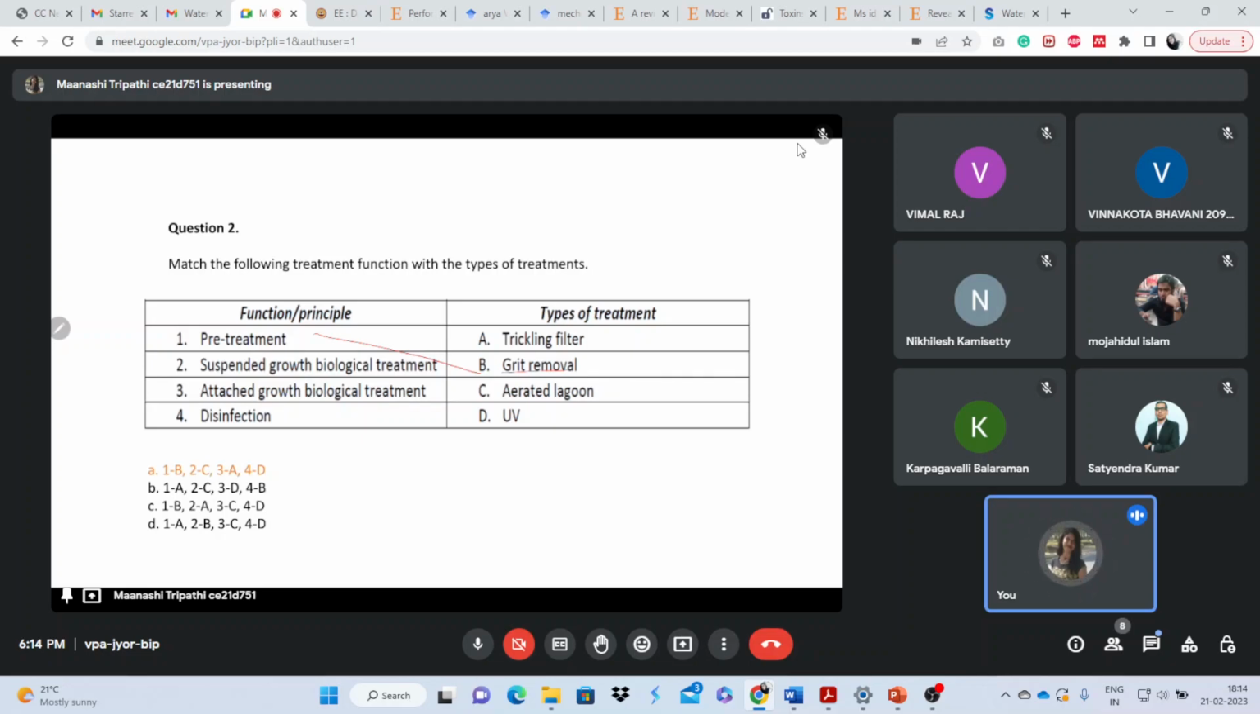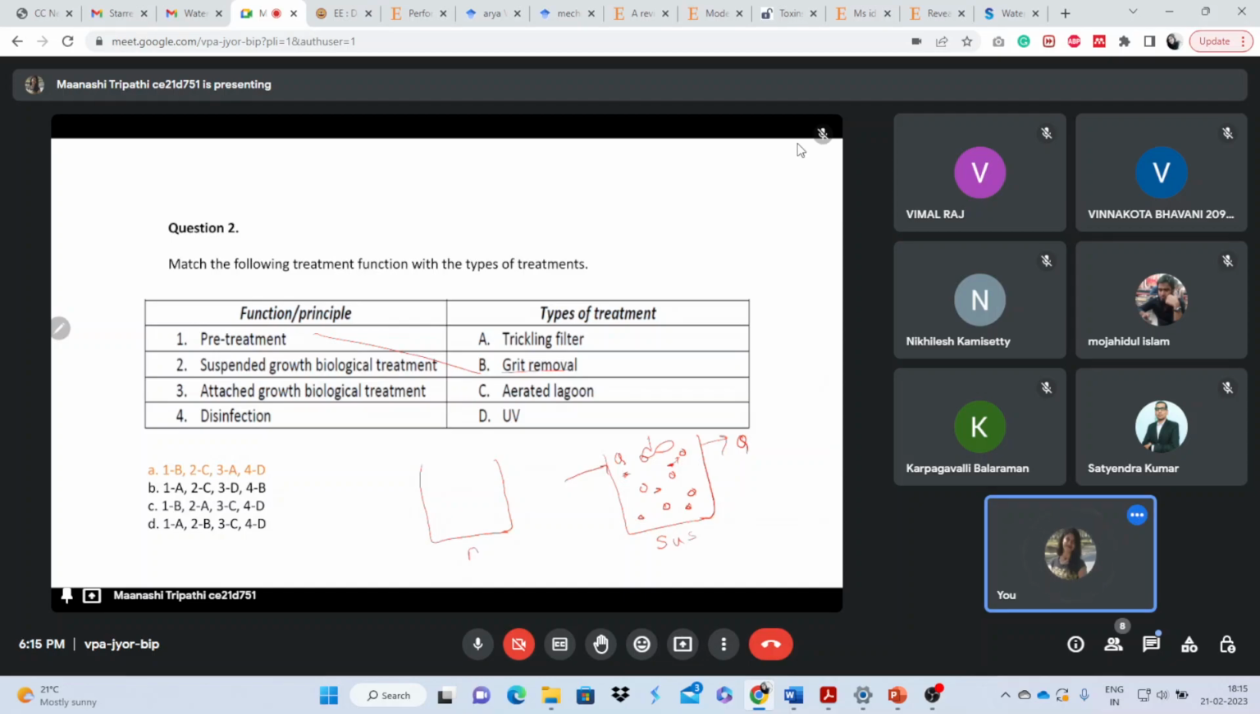Second is suspended growth biological treatment and attached growth biological treatment. So what is suspended? Suspended means in a tank, all the biomass will be present throughout the system. Any organic matter will come, and we will mix this system properly so that all the organic matter comes in contact with the bacteria or the biomass and the clearer effluent will come out. This is the suspended system.